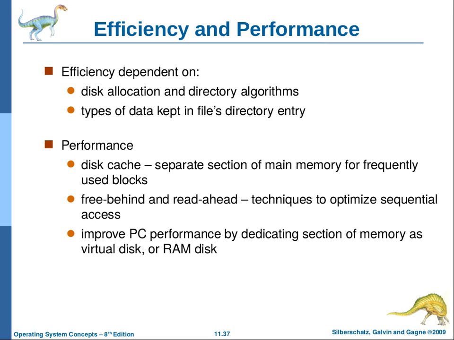All right, efficiency, disk allocation. This is efficiency and performance in general. Your disk allocation and directory algorithms depend on what you're keeping, the type of data kept in files, and write performance. Almost every disk has a cache on it. You can go and look. They'll even tell you how big the disk cache is. Well, either it's on disk, but here they're talking about something in main memory for frequently used blocks.